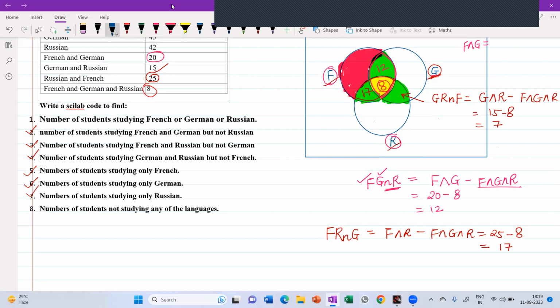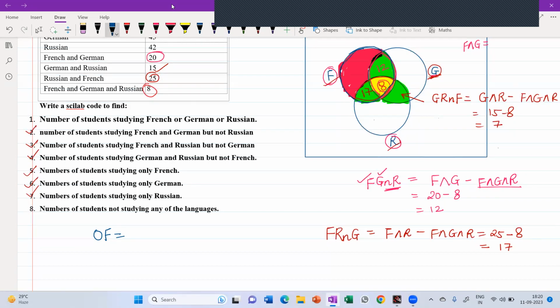So see here. For only French, I'm going to take the variable name as OF. So OF is a variable which stands for only French. All right. So here is the circle of French. This is the circle of French.